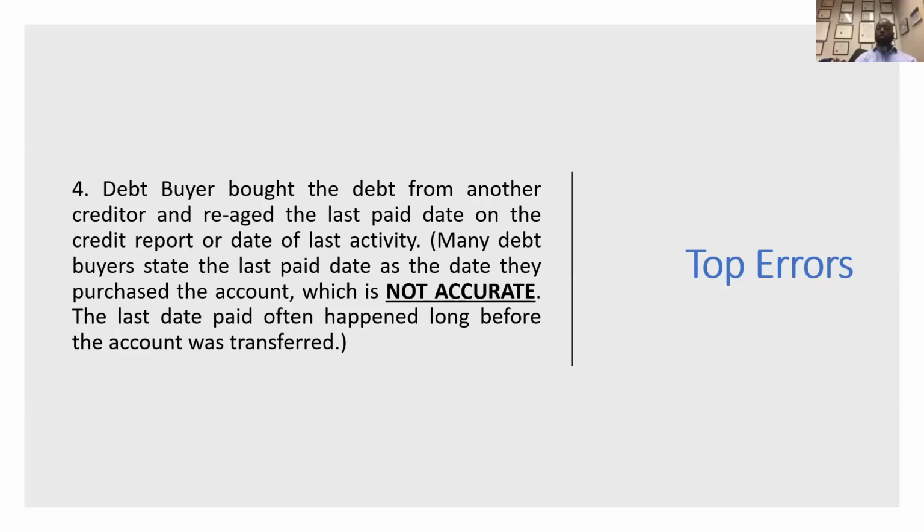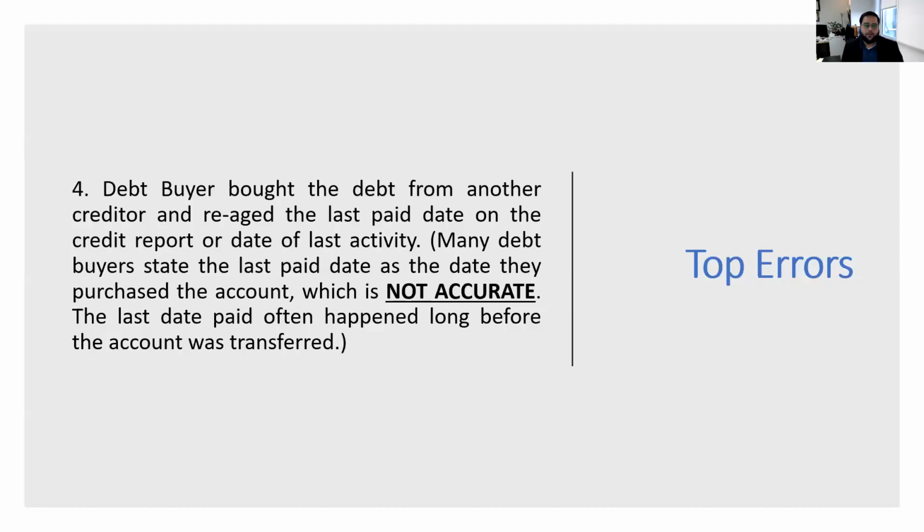Another error that we're seeing a lot: a debt buyer buys a debt from another creditor and re-ages that debt, re-ages the last paid date on that debt on the credit report, or the date of last activity. A lot of times when a debt buyer buys the debt, the last payment date was actually like 2013, 2014. Actually, we're in 2020 now, so most likely 2015, 16, 17.